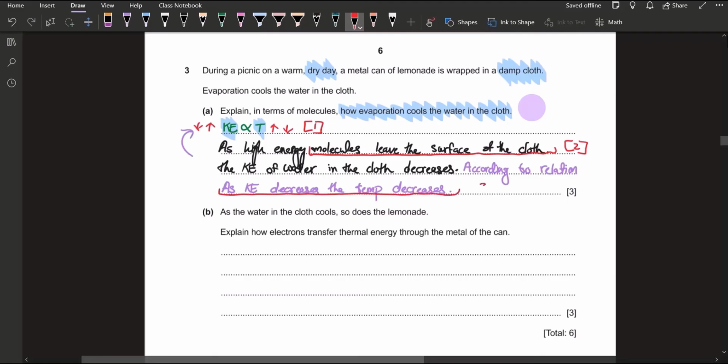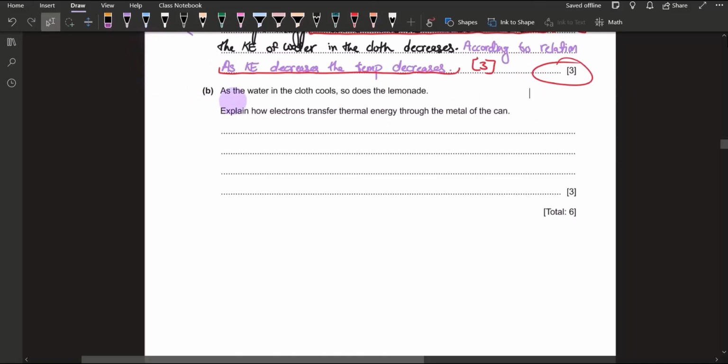So this is going to be our third mark for part A. Part B says, as the water in the cloth cools, so does the lemonade. Explain how electrons transfer thermal energy through the metal of the can. For this one also you have to read the question again, as the question asks how electrons transfer thermal energy through the metal of the can.